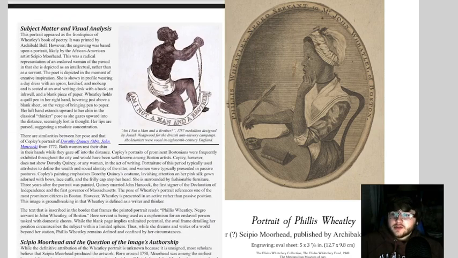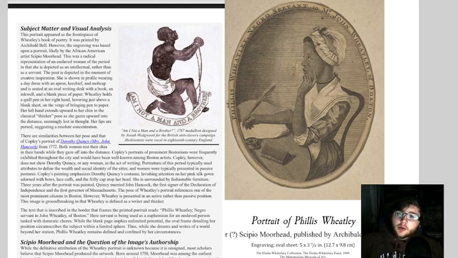Subject matter and visual appeal. The portrait appears as the frontispiece of Phillis's book of poetry. It was printed by Archibald Bell. However, the engraving was based upon a portrait, likely by an African-American artist, Scipio Moorhead. This was a radical representation of an enslaved woman of the period in that she is depicted as an intellectual rather than as a servant.